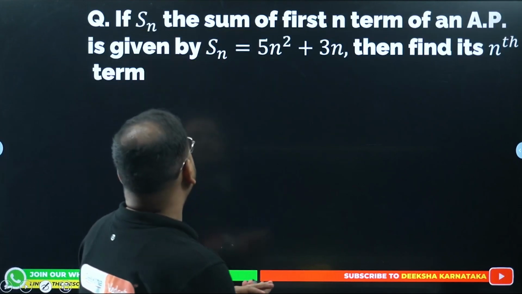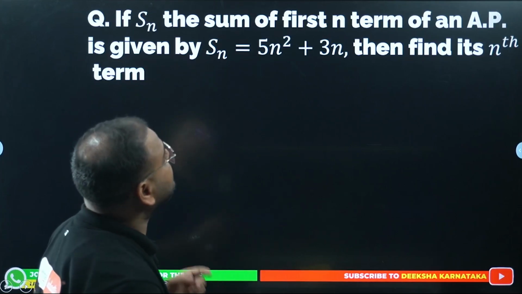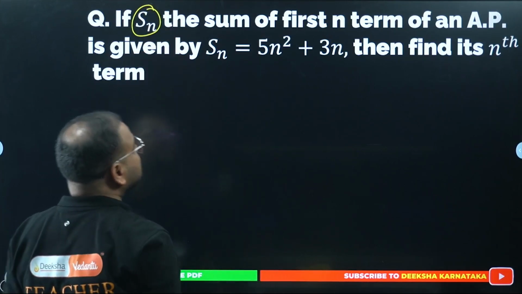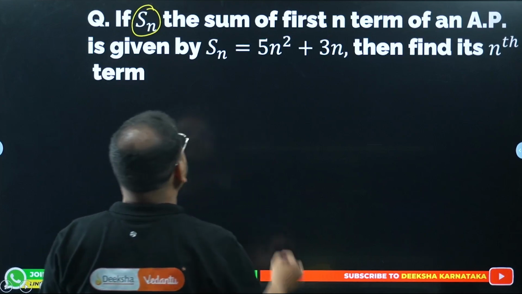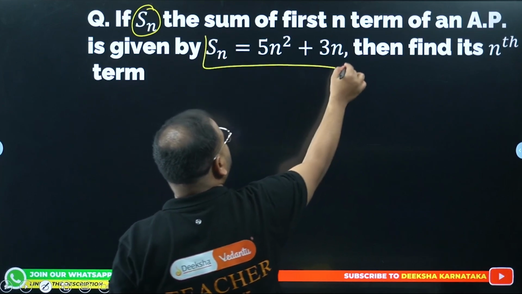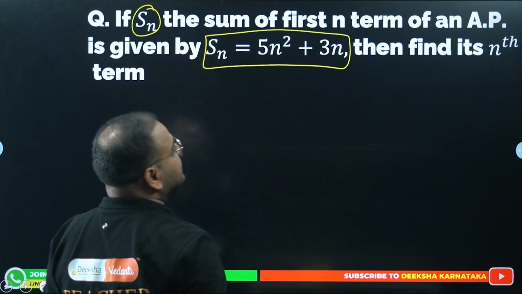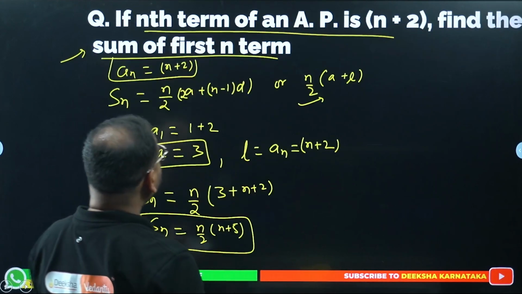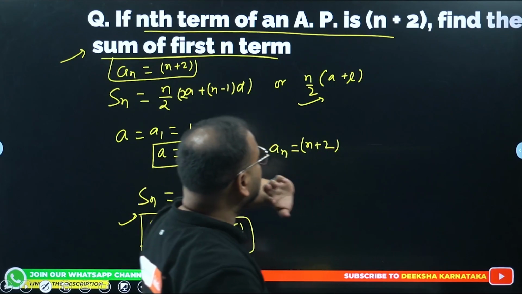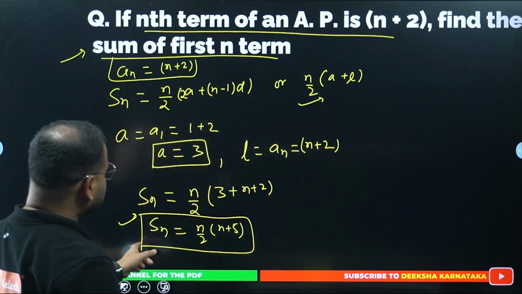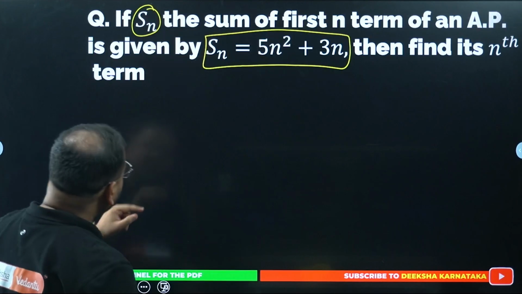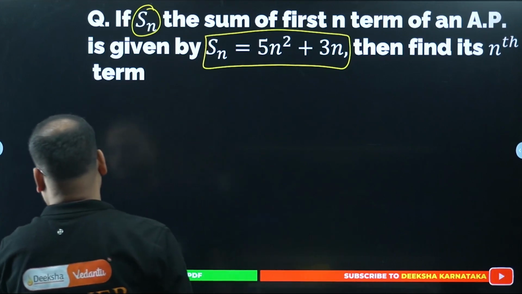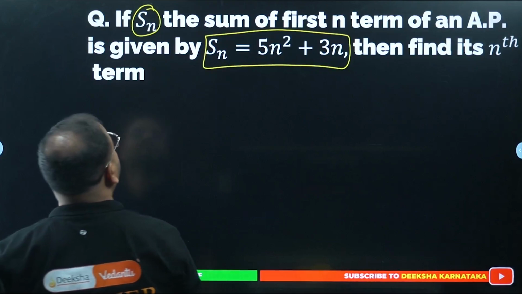So coming to this question, if Sn, the sum of first n terms of an AP, is given by, so they have given the general relation for Sn, then find its nth term. So just opposite to the previous question. In the previous question, the nth term was given as n plus 2 and they asked you to find Sn. In this case, Sn is given, they ask you to find what? Nth term. Okay, let's quickly solve this question.